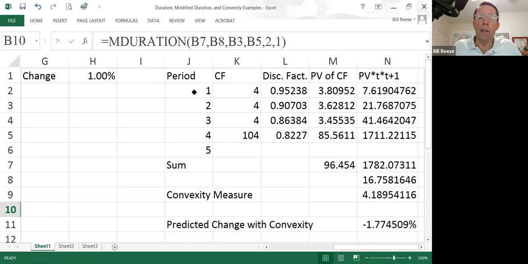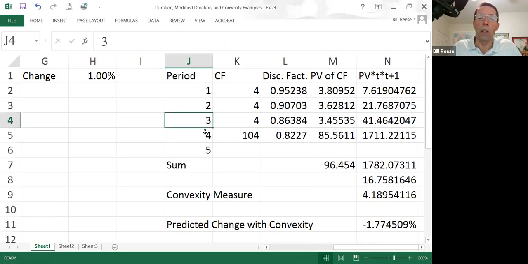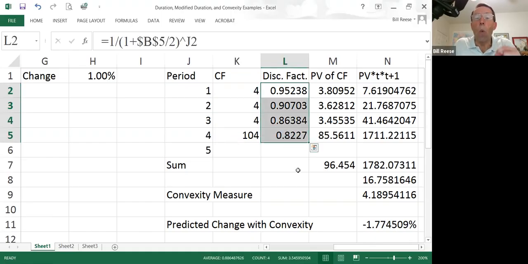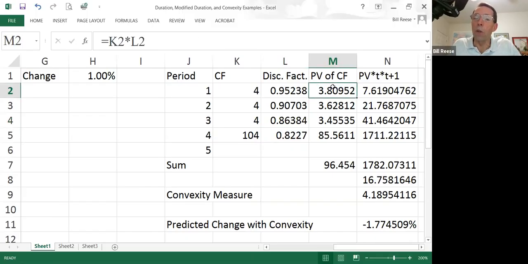Here are the time periods, 1, 2, 3, 4. And we have to go to time period 5, because remember, the cash flows from time 4 are multiplied by time period 4 times time period 5. So here are my cash flows in times 1, 2, 3, and 4. These are my discount factors, that's 1 over R: 1 over R raised to the first, 1 over R raised to the second, 1 over R raised to the third, 1 over R raised to the fourth. So this is going to be the present value of the cash flow.